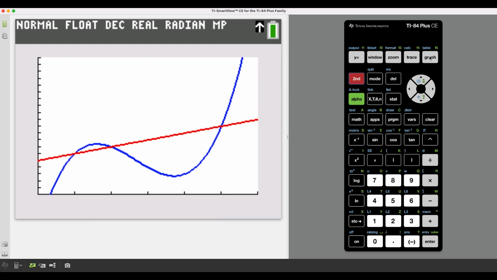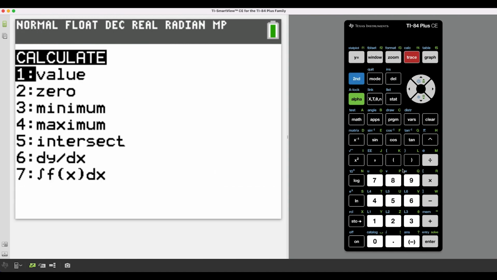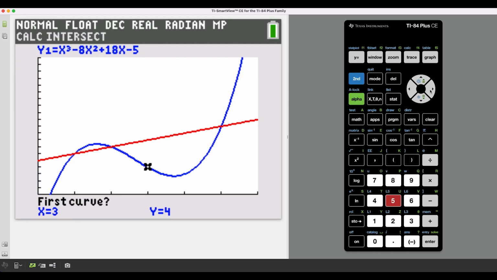So I would just go to the table to double check this. If we look at x equals 1, they have matching y values, so that's our first intersection point. At x equals 2, we have matching y values, and at x equals 5, we have matching y values. If you had to, let's say it intersected at a decimal, you could always hit second trace 5.